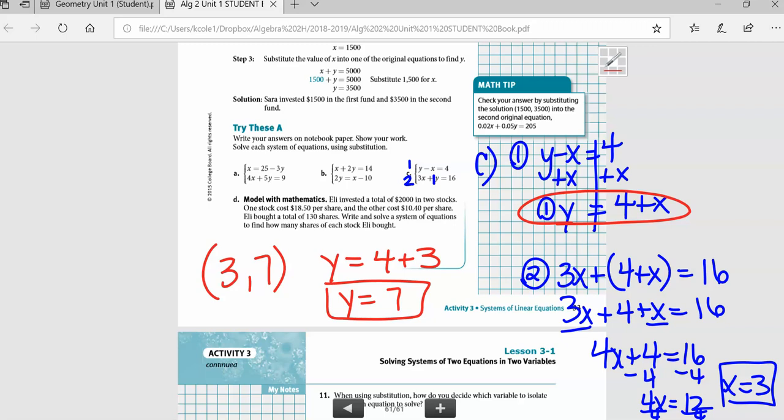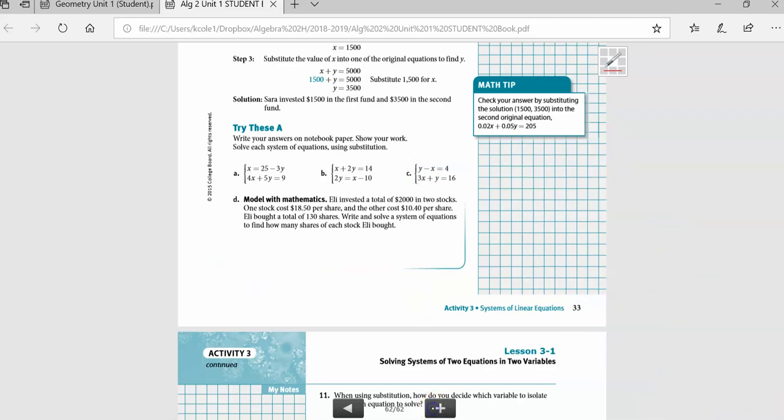Okay? D says Eli invested a total of $2,000 in 2 stocks. One stock cost $18.50 per stock and the other was $10.40 per stock. Eli bought a total of 130 stocks. Write and solve a system of equations to represent this. So we're going to have 2 equations here. One represents the cost and one represents the total shares.